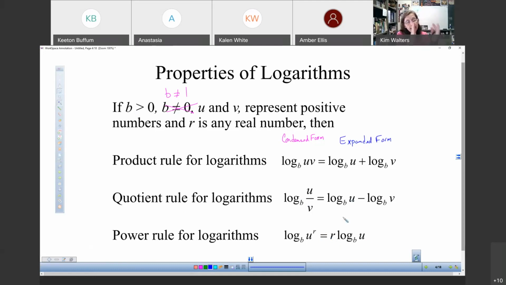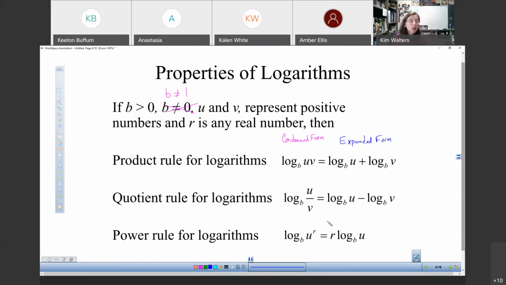If I go from the expanded side back to the condensed side, if I have 2 logarithms that are added together, I do have to have the same base, and I can condense those into the logarithm of a product. If I have 2 that are subtracted, I can condense it into the logarithm of a quotient. And if I have a number or a variable multiplied out in front, I can rewrite that so that the coefficient out here becomes my power or my exponent.